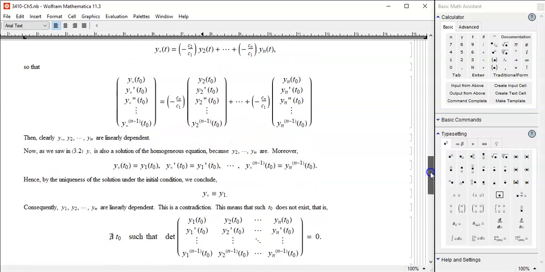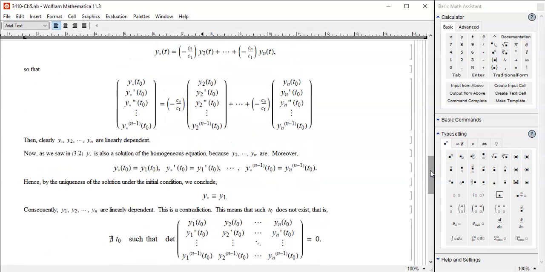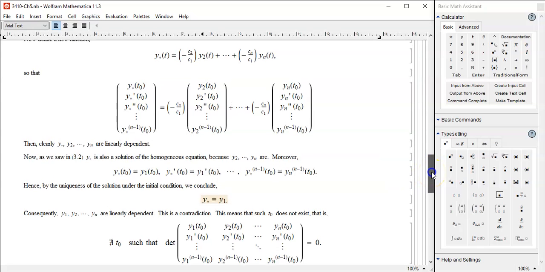So what do you have? Y psi is a solution, y1 is also a solution. They also share the same initial condition. By the uniqueness, they have to be the same function. Y psi and y1 are the same. So what do we get?